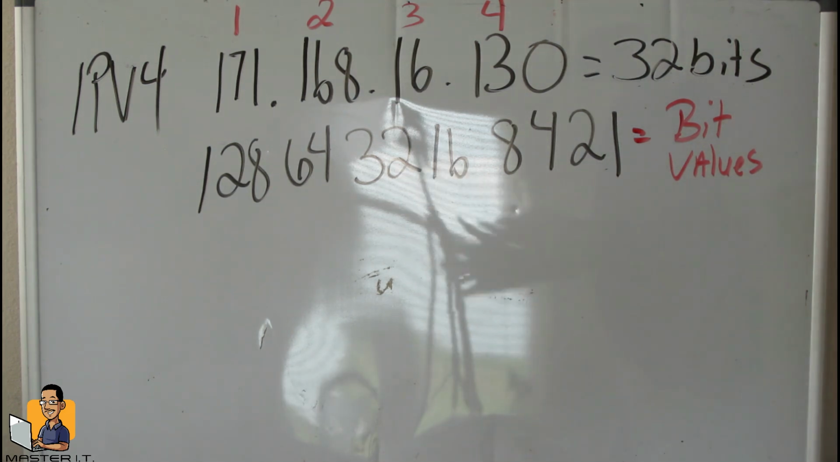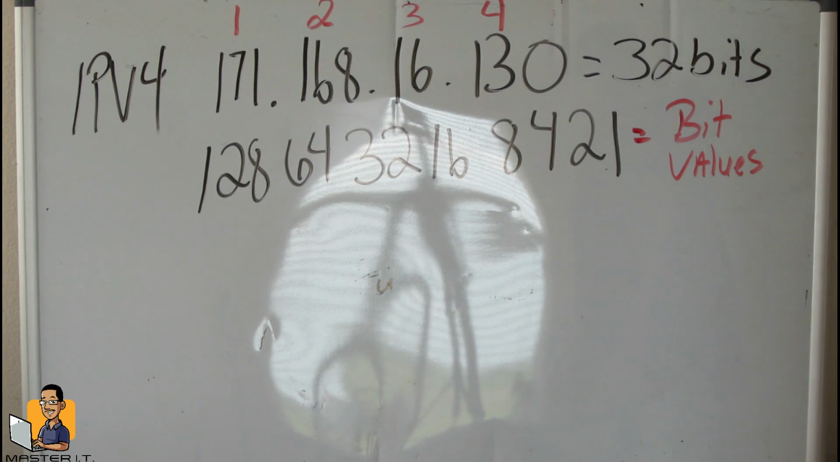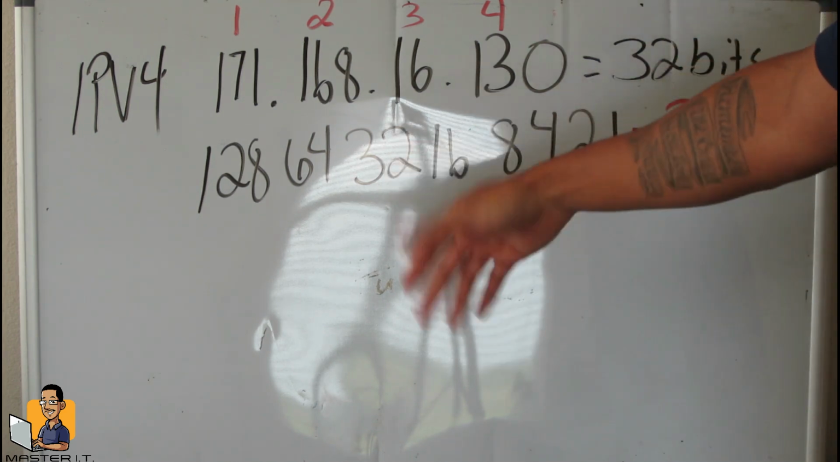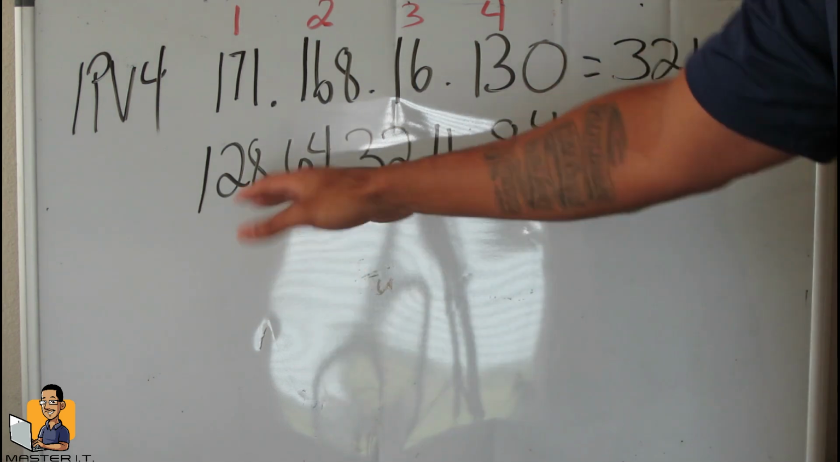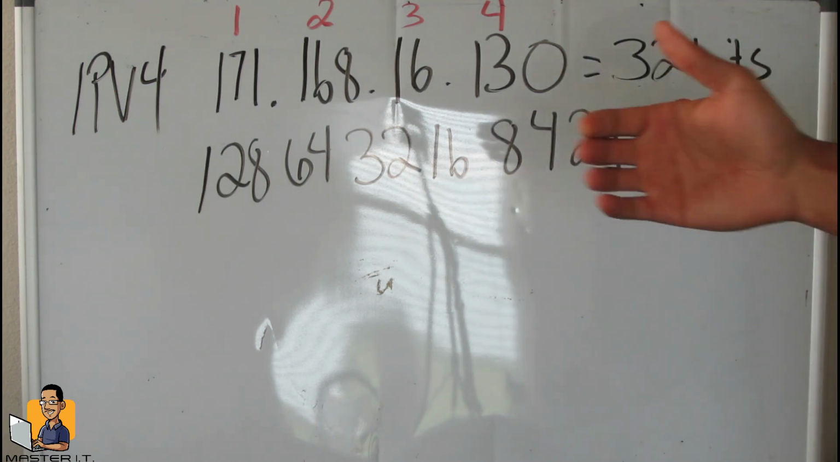If we ever forget, all you have to do is start at 1 and then double all the way up until you get to 128. 1 plus 1 is 2. 2 plus 2 is 4. 32 plus 32 is 64. 64 plus 64 is 128.